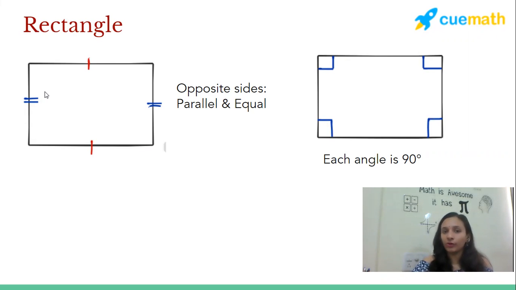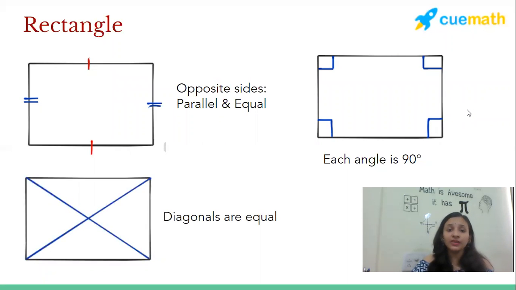In a parallelogram also we have opposite sides parallel and equal, but we do not have angles specifically being equal to 90 degrees. This is specifically in a rectangle. All the 4 angles are 90 degrees. Whenever they say a rectangle, it would mean that all the 4 angles are 90 degrees. There is no exception. Now, the third one being diagonals are equal.